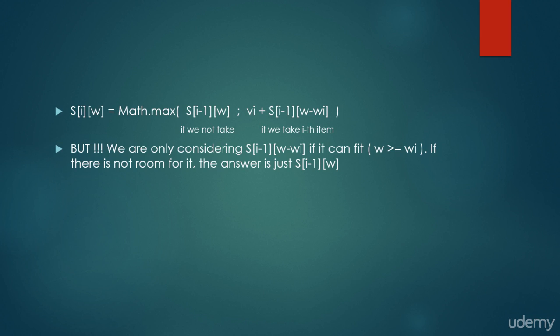But we are only considering S[i-1][W - Wi] if it can fit inside our knapsack, because we have a maximum capacity for the knapsack, and we can't take any more items. So if there is no room for it, the answer is just S[i-1][W]. So I think there's no point in talking about these equations without a concrete problem and without solving a concrete problem, because I think it's not so understandable.